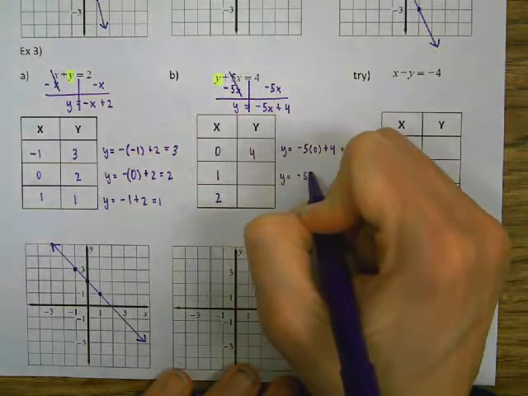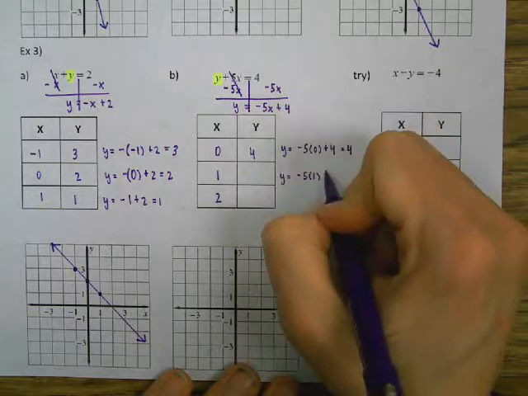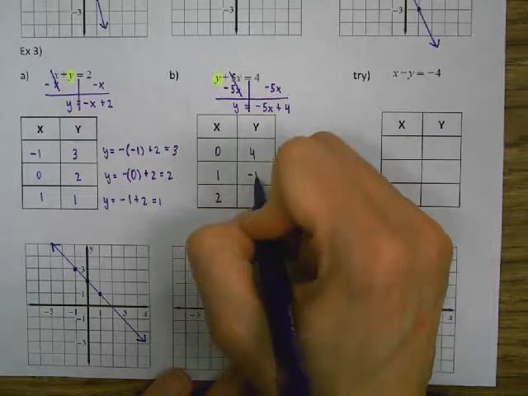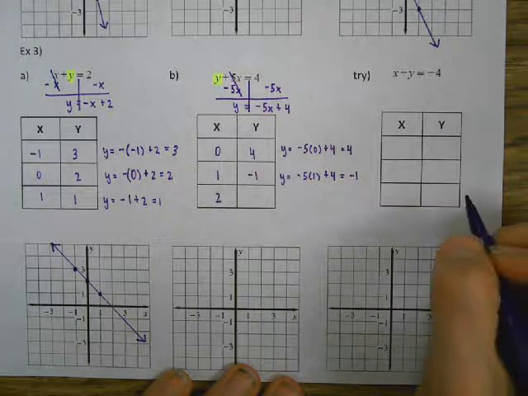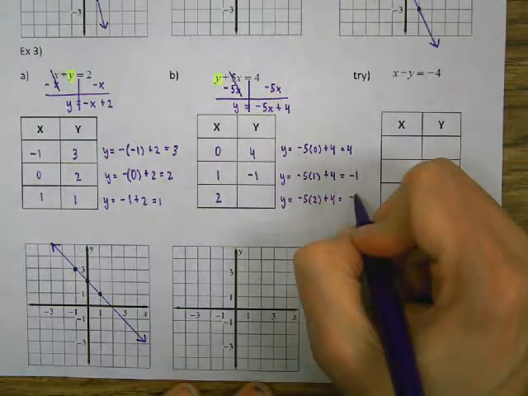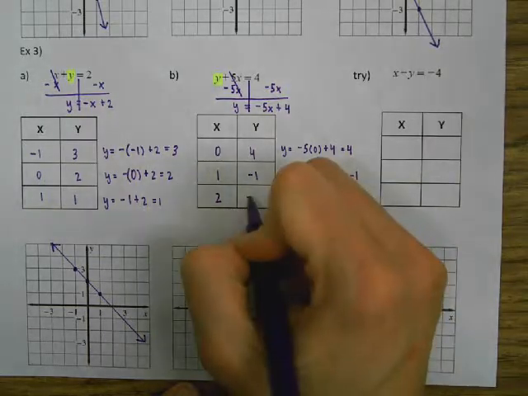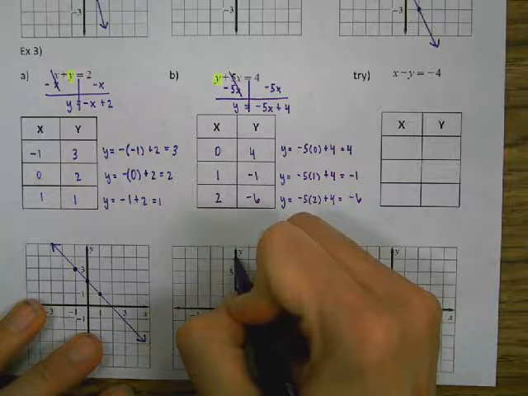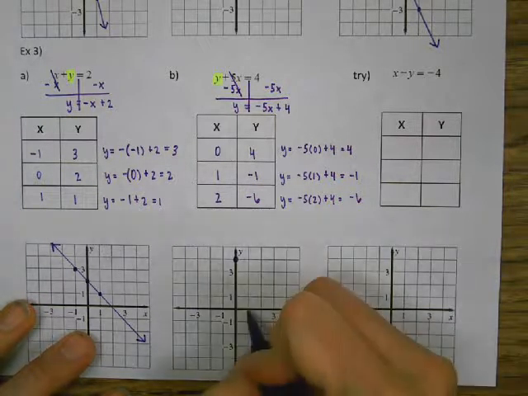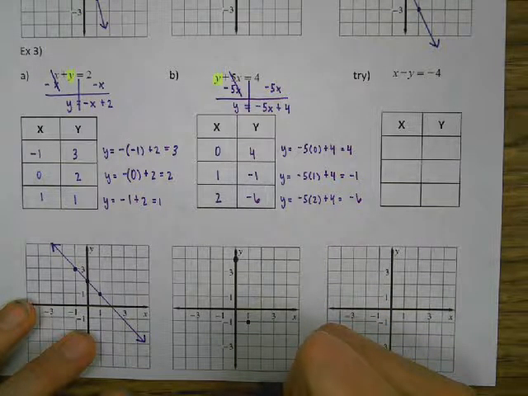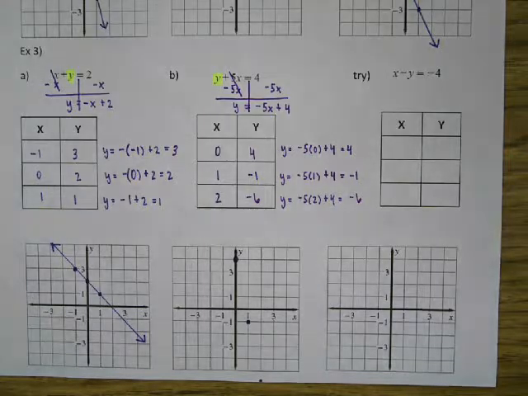For my next point, I have negative 5 times 1 plus 4. So a negative 5 plus 4 is a negative 1. Then I have y equals negative 5 times 2 plus 4. So I have a negative 10 plus 4 is a negative 6. So here's where we're going to go off of the coordinate plane a bit. So let's see what this looks like. I have 0, 4, 1, negative 1, and then 2 is going to be about down here, 2, negative 6.